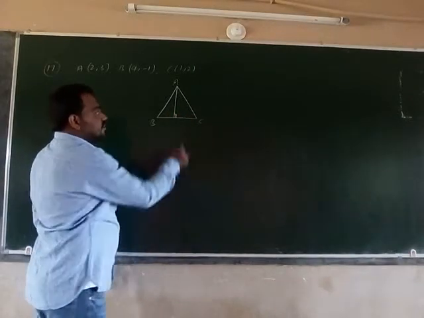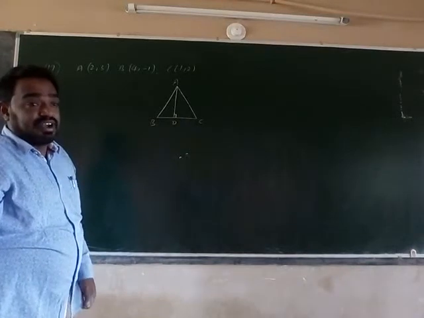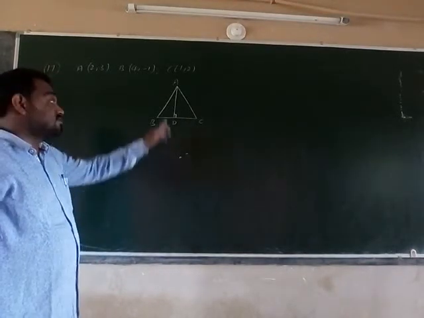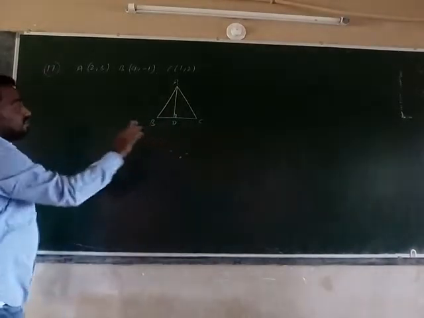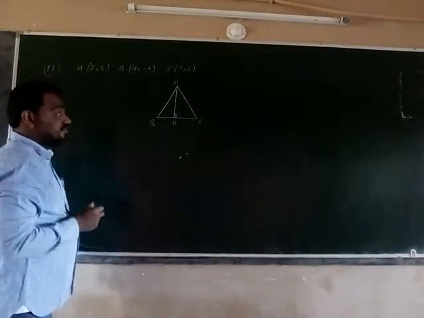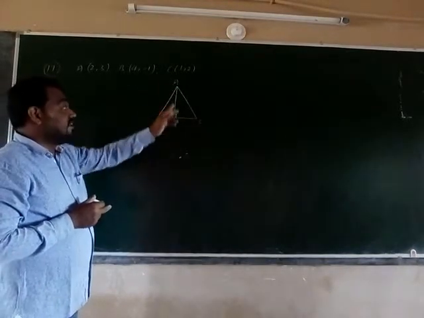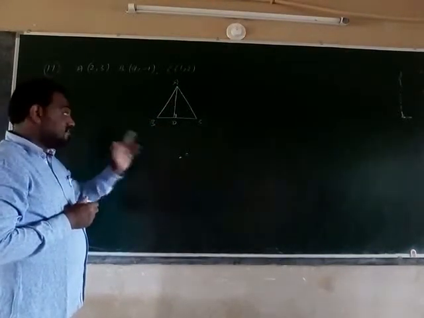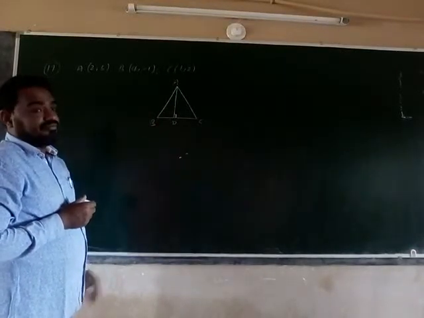So BD is the altitude. In finding the orthocenter, we are using this concept: the AD line equation. First we are finding the AD line equation. What is AD here? Altitude. So this AD line equation we need to find. Later we need to find the AD length also.